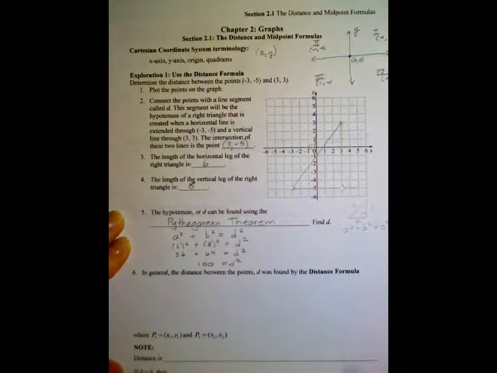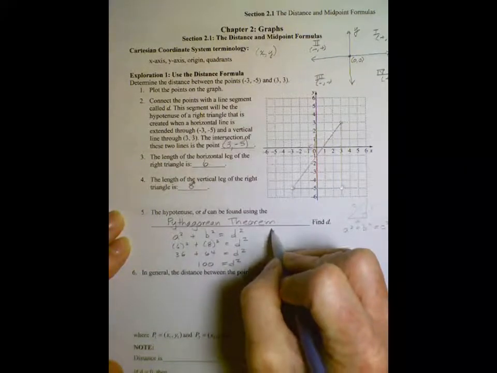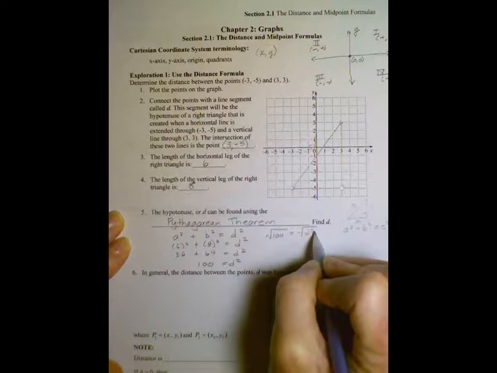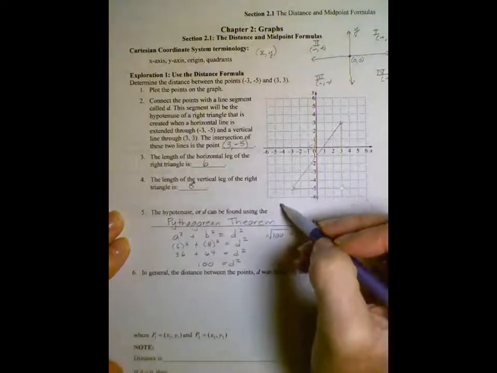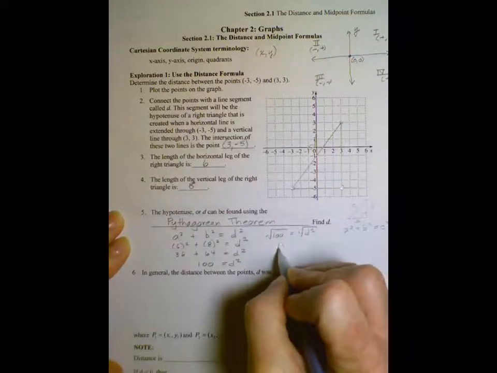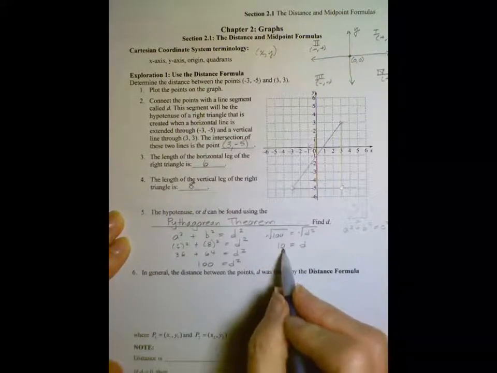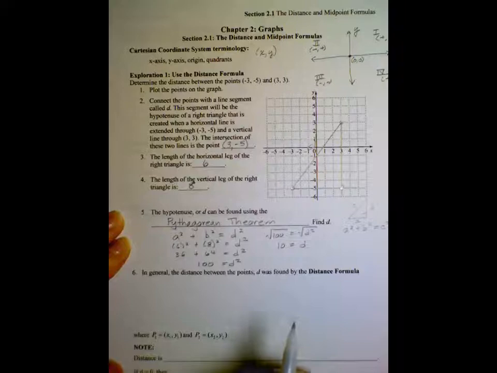Okay, so what do you think d is? Well, we'll take the square root of 100 and the square root of d squared, recalling that we're talking about distance, so we don't need a negative number here. We just need the principal square root of 100, and that is 10. So we found the length of d.